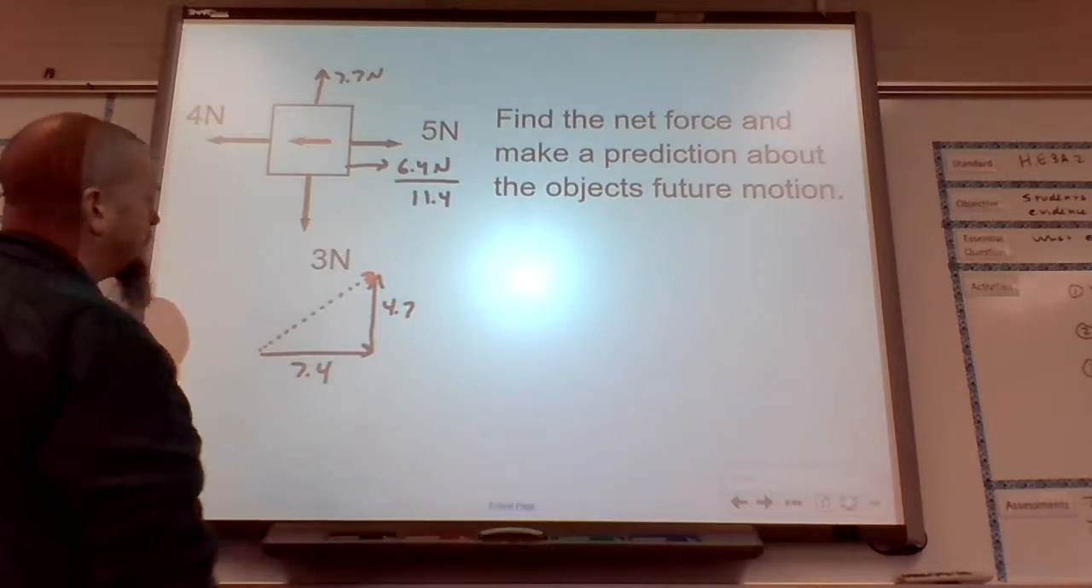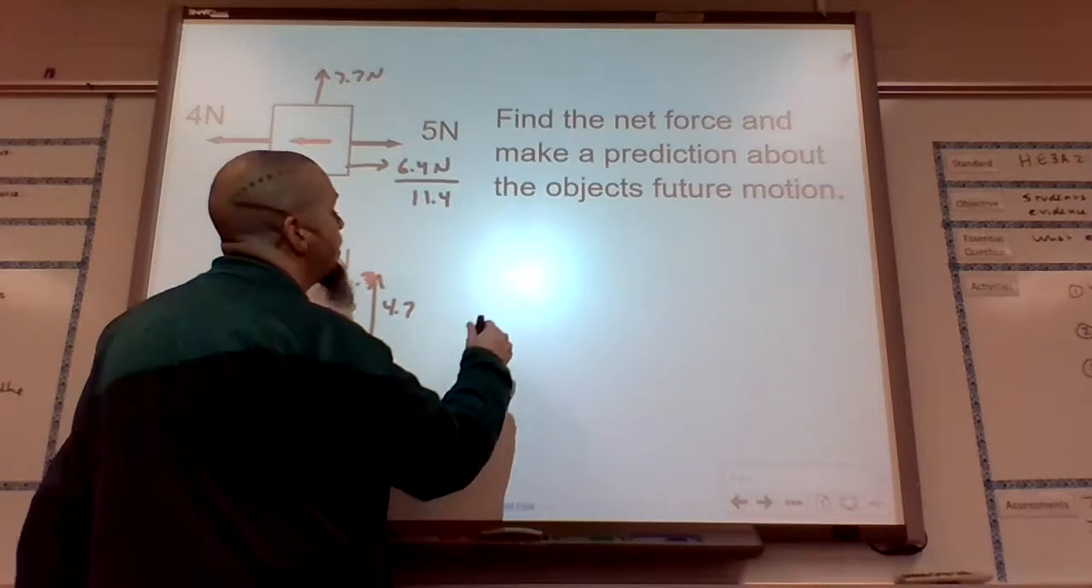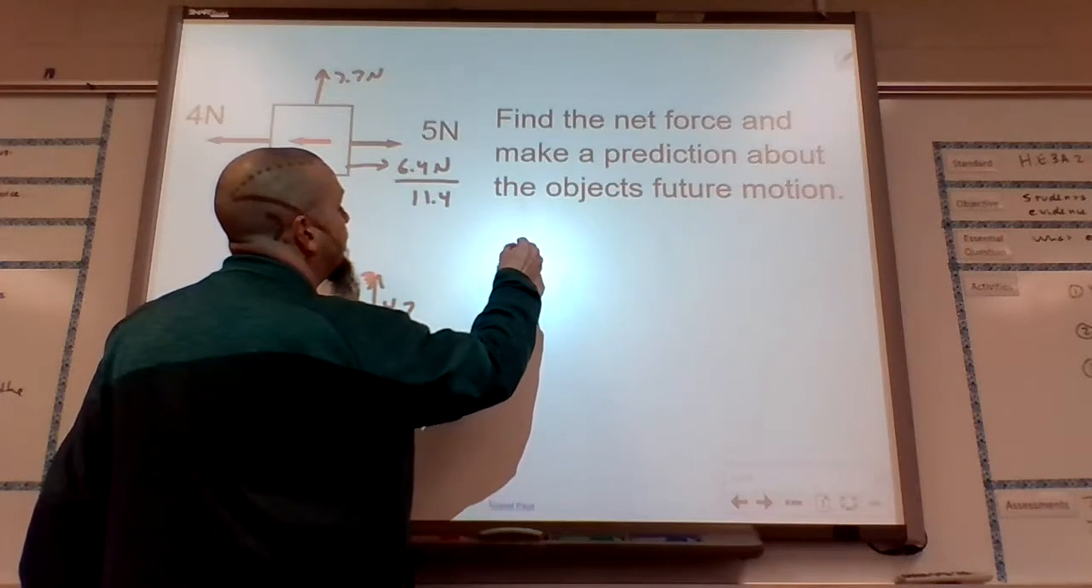That is my hypotenuse. Now, if the question had just asked to predict the future motion, that's where we could stop. And we would see that there's a part that's backwards, so it would slow down. There's a part that's up, so it would turn up. Again, if it asked just to predict future motion, we wouldn't have to do much more than this. But it's beyond that. It's asking us to say what the net force is, so we do have to calculate a number. To get the magnitude, the Newton number, we'll use the Pythagorean theorem.